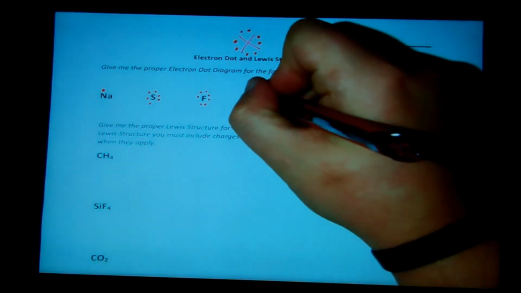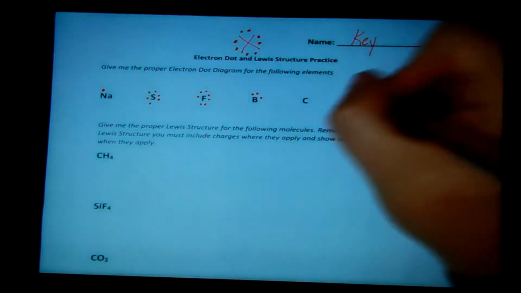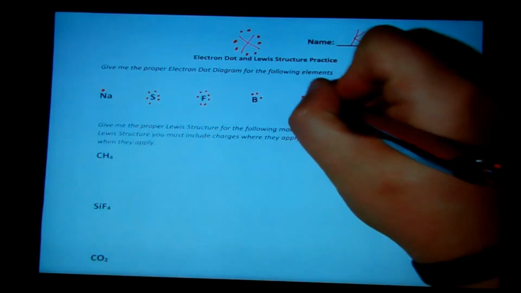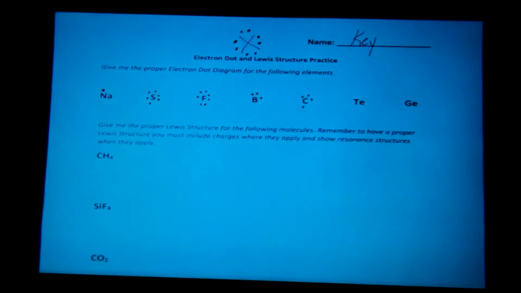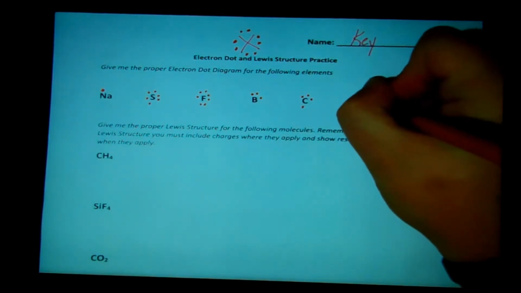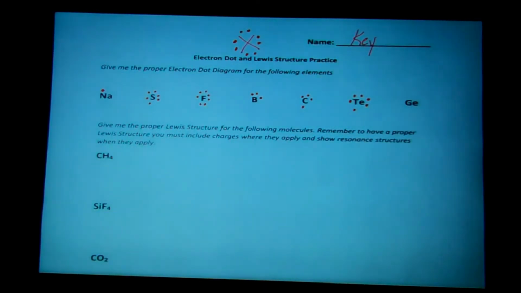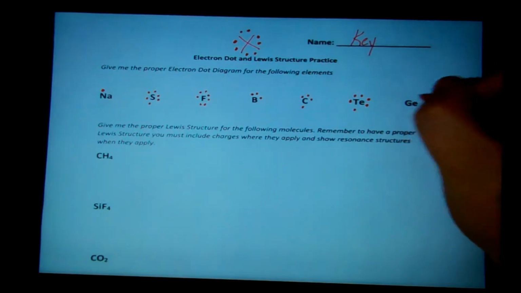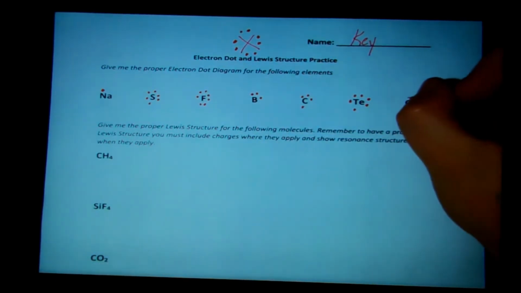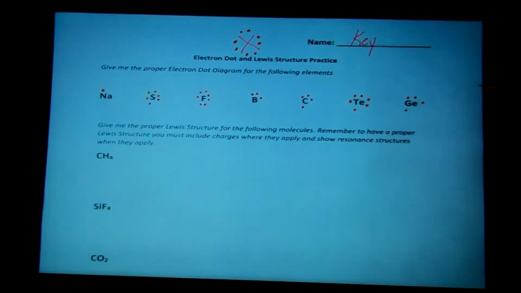Boron, 13th column, so 3: 1, 2, 3. Carbon has 4 because it's in the 14th column, so 1, 2, 3, 4. Tellurium is in the 16th column, atomic number 52: 1, 2, 3, 4, 5, 6. Then we have germanium. Germanium is in the 14th column, so that's 4. So 1, 2, 3, 4. And we're done with those electron dot diagrams.